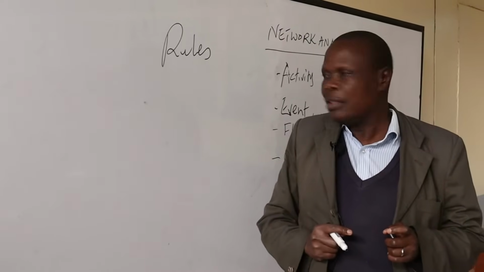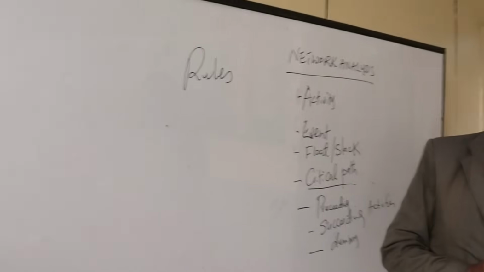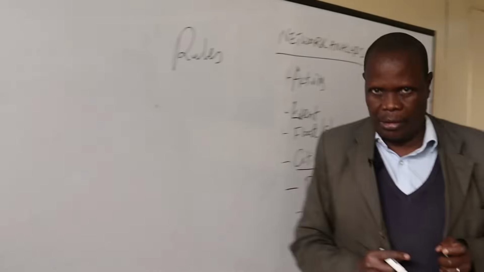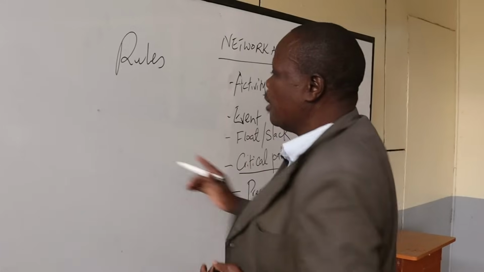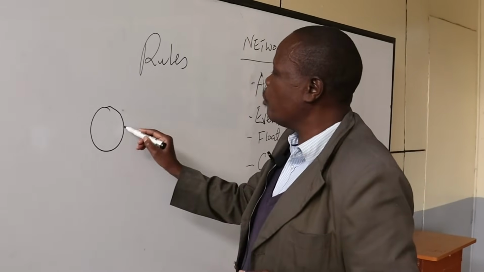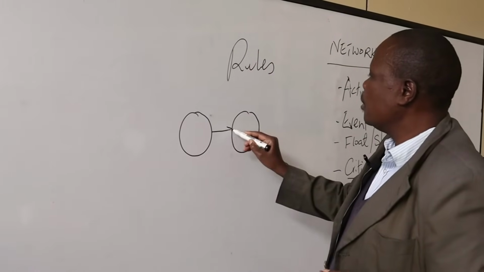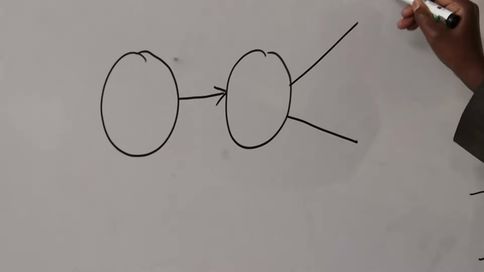You see, so the first rule in the construction of network is networks are drawn from left to right, having one entry point and one exit point. They are drawn from left to right, having one entry point and one exit point.